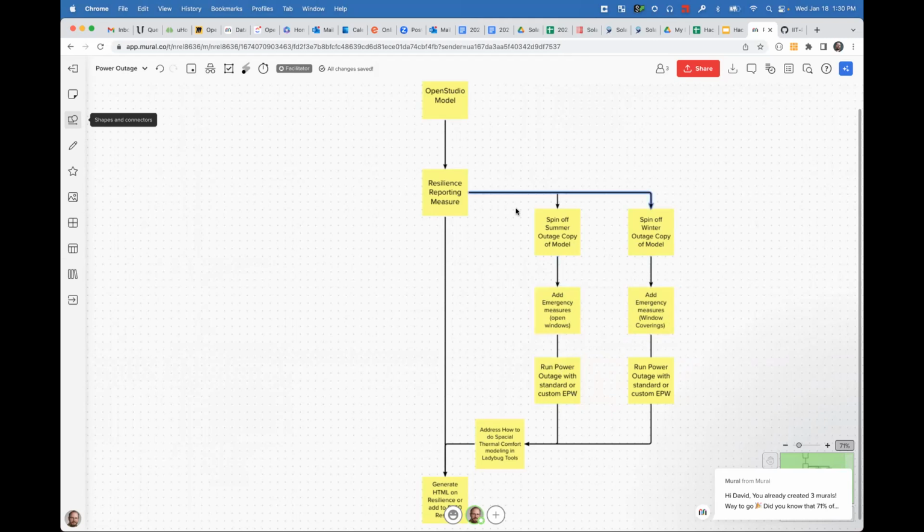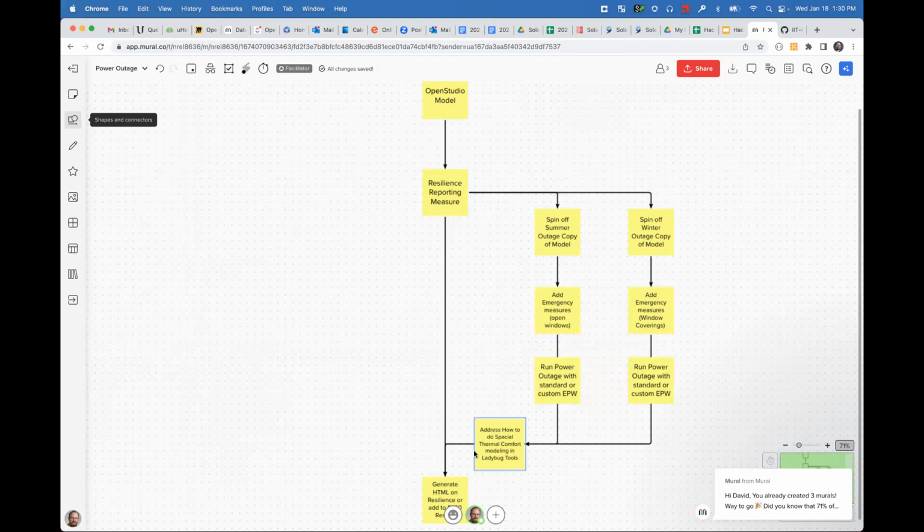So we basically copy the model and apply those measures. Then this measure that turns off the power alters the schedules, but it can, for example, leave people on. So you have the heat from people, which in winter might help you and in summer fights against you. But that could be altered. If I were designing for a winter outage, I might not want to assume there's 20 people there. I might want to assume somebody's there by themselves and do a worst case scenario.